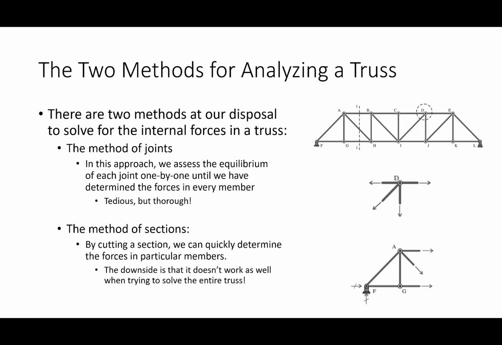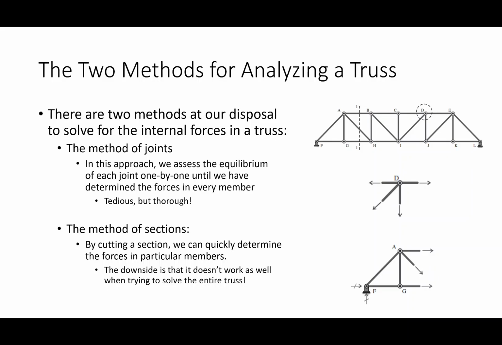Okay, so there are 2 primary methods of analyzing a truss. And maybe I should be a little more specific about my terminology. When I say analyze a truss, what I mean is determine the internal forces in all of the members inside the truss. So what is member AF carrying? What is member IJ carrying? What is member EK carrying? Or what have you? What are the internal forces inside those members? And there are 2 primary means at our disposal. The first is the method of joints, and the second is the method of sections. Is this all ringing a bell?